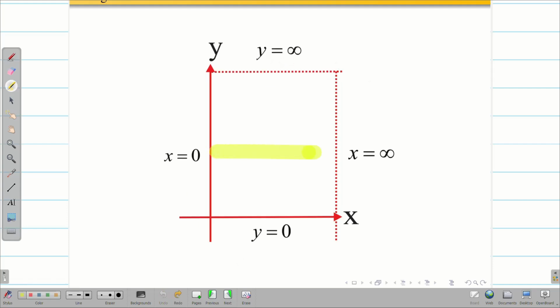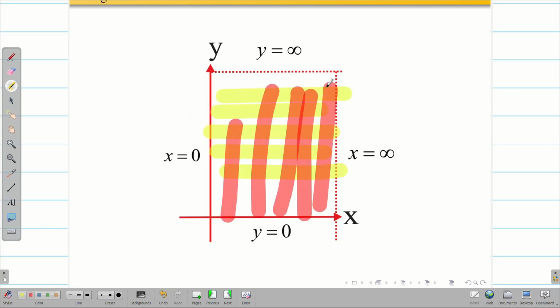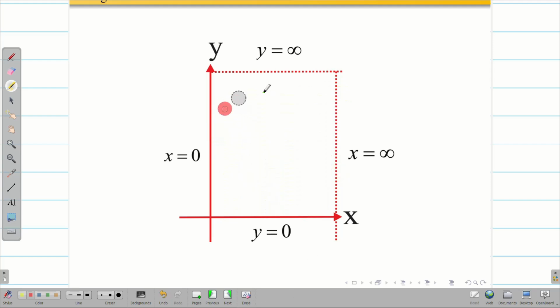Now we can easily see the region. x moves from 0 to infinity, left to right, in a horizontal strip. Similarly, y moves from 0 to infinity in a vertical strip. Therefore, this is my required region.